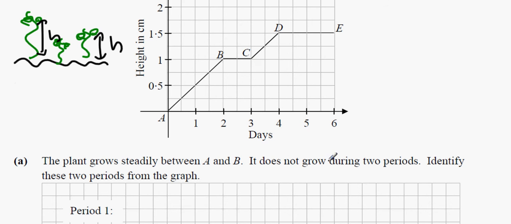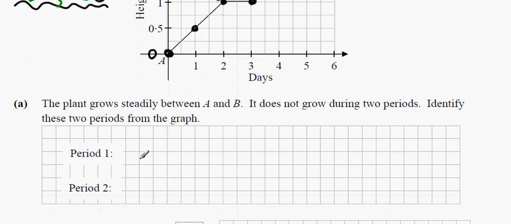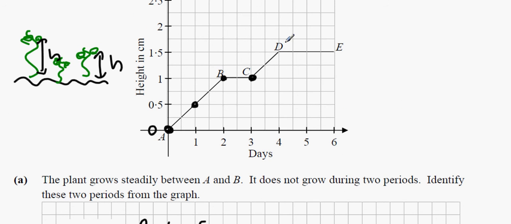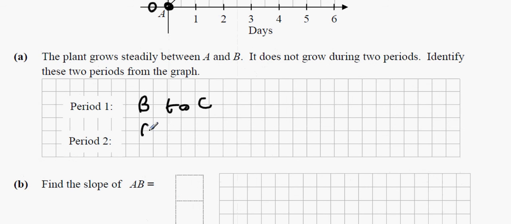The plant grows steadily between A and B, but does not grow during 2 periods. Identify these 2 periods from the graph. So what we can see is on day 0, it has no height. After day 1, it has a height of 0.5, and after day 2, it has a height of 1 centimeter. However, it stops growing in between B and C. So the first period it doesn't grow is B to C, and the second period is going to be D to E.